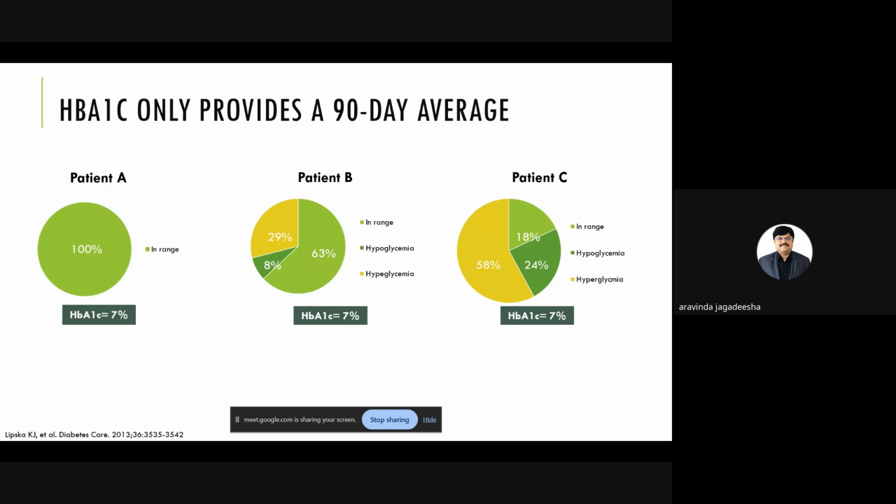Here only 63% is in range. Rest is abnormal, nearly 37% is abnormal, which may not be highlighted. We think HbA1c is normal, but the actual fact is this. Next, on the right-hand side, you can see patient C, where once again the HbA1c is 7, where 58% will have hyperglycemia, 24% hypoglycemia, and 18% in range. Only 18% in range. But HbA1c is 7. So what we practically feel is, oh, the patient's sugar control is very good. But in fact, the patient is having a very bad glycemic variability.